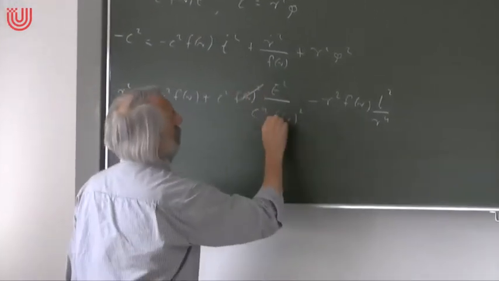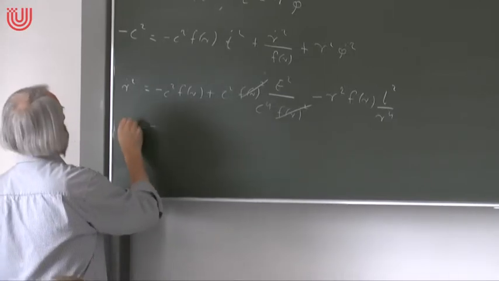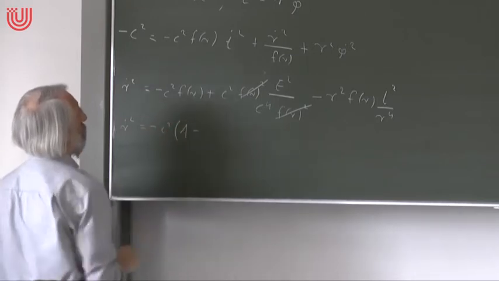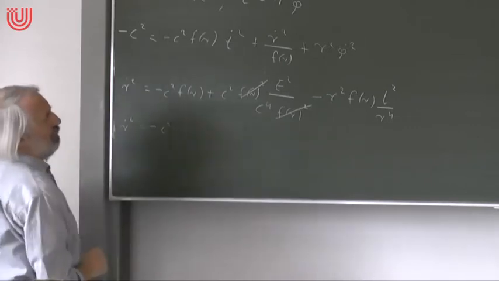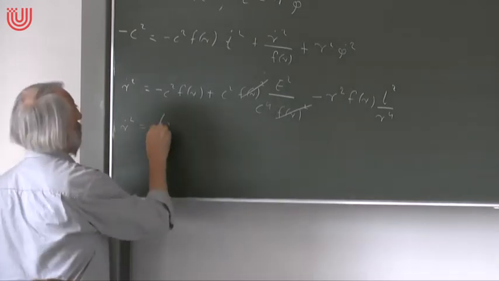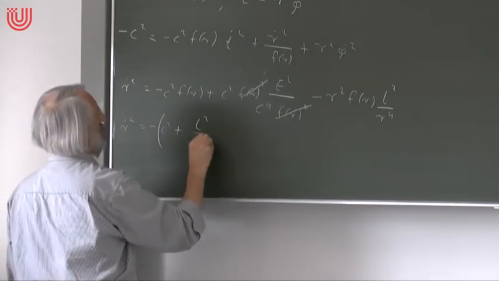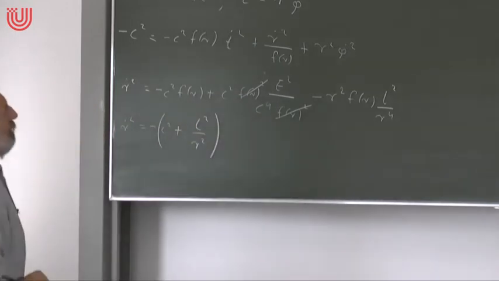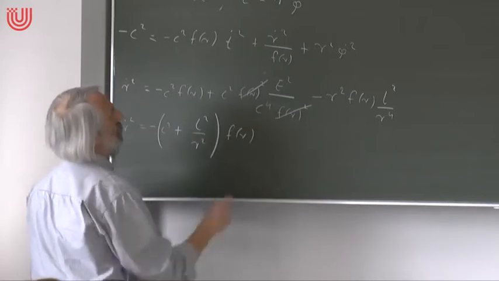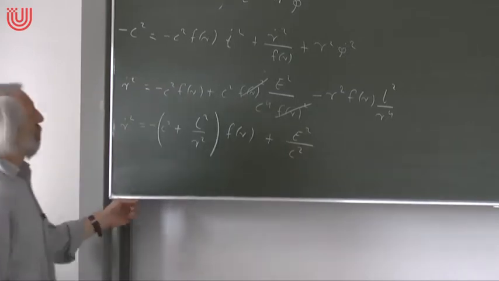So this goes away. And I have minus, so this was r dot squared. It is minus, I think now I have to write it out because I need the expression. Let me see. In any case, I can combine these two terms. That's certainly correct. That's L squared over r squared times f of r. And then this here gives plus E squared over c squared.